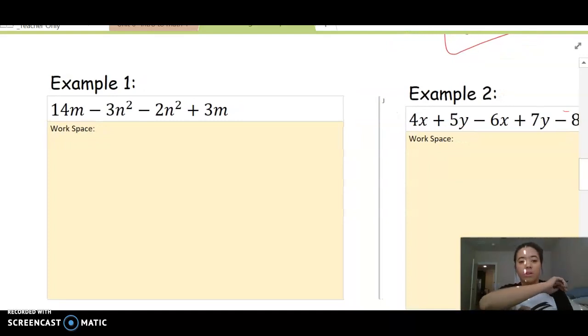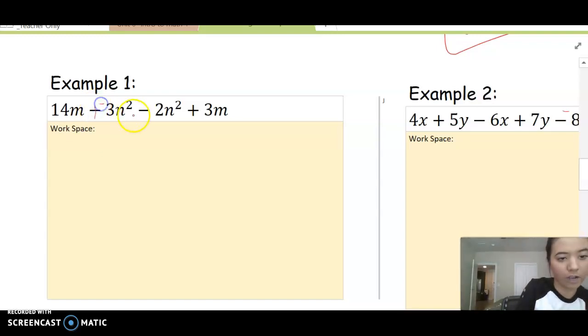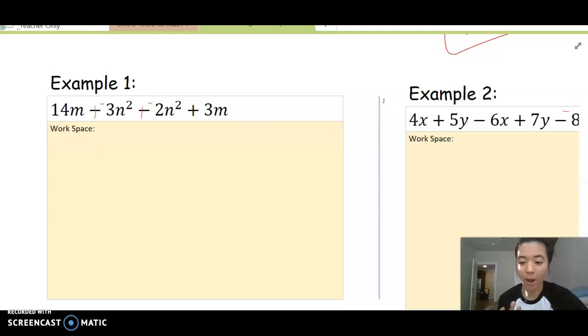So step 1, change subtraction to addition. So I'm going to do addition of the opposite, or keep, change, keep, change. Now I can identify like terms. When you do these problems, I'm going to be looking for you to draw shapes around them, just like we did up above in the practice.